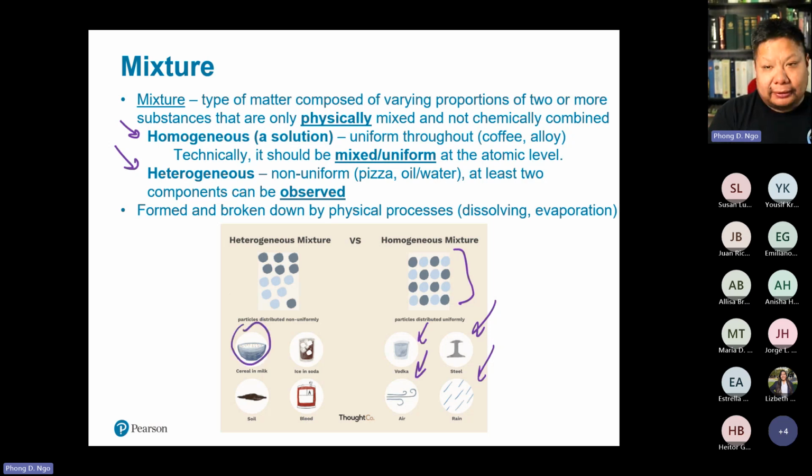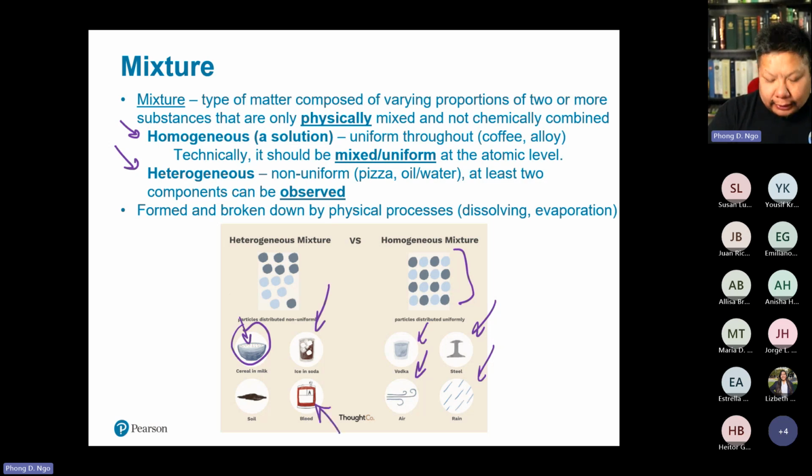A bowl of cereal and milk. Wait, that doesn't make sense. Cereal in a bowl in milk. No, wait. Cereal and milk in a bowl. There we go. Right? You can see the cereal and you can see the milk. So that's how you know it's a heterogeneous mixture, right? Ice and soda is also a heterogeneous mixture.